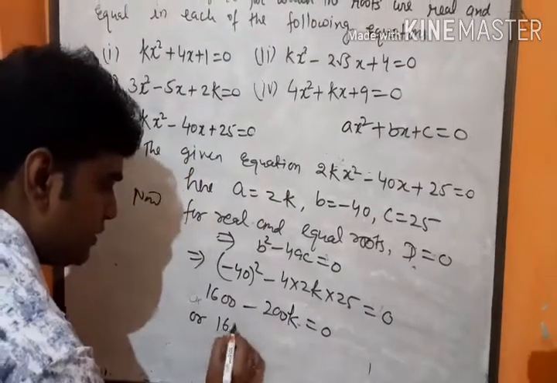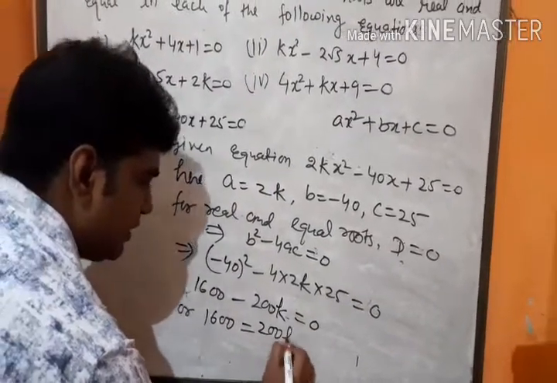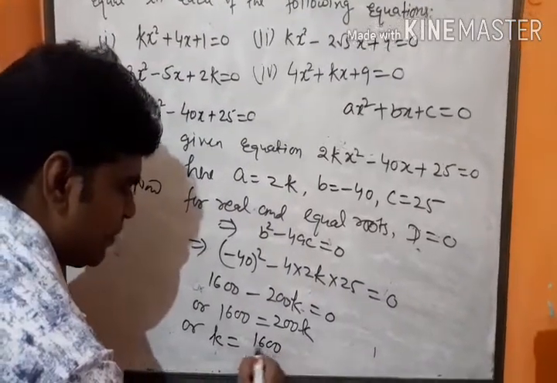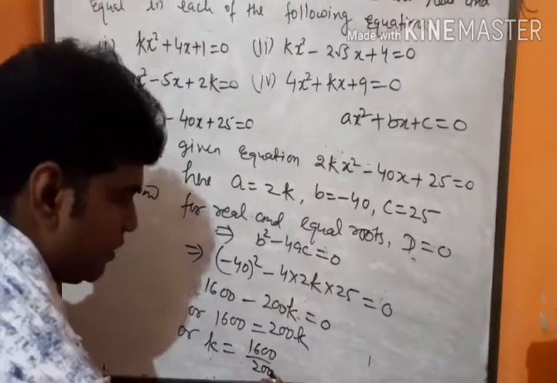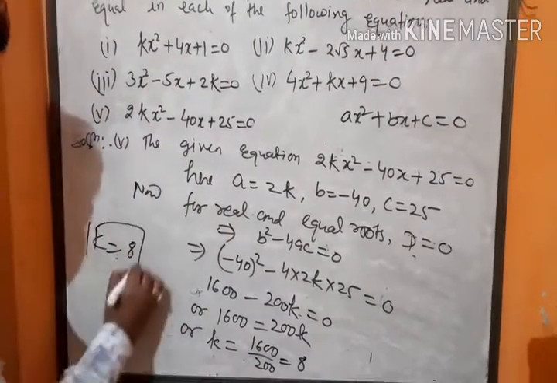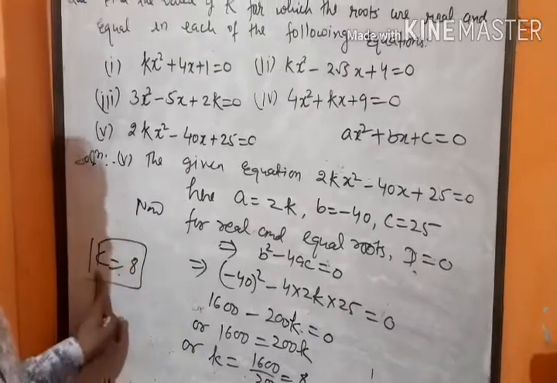Or 1600 is equal to 200k, or k is equal to 1600 upon 200, it gives 8. So our solution is k is equal to 8. Hence we can say that for real and equal roots the value of k is 8.